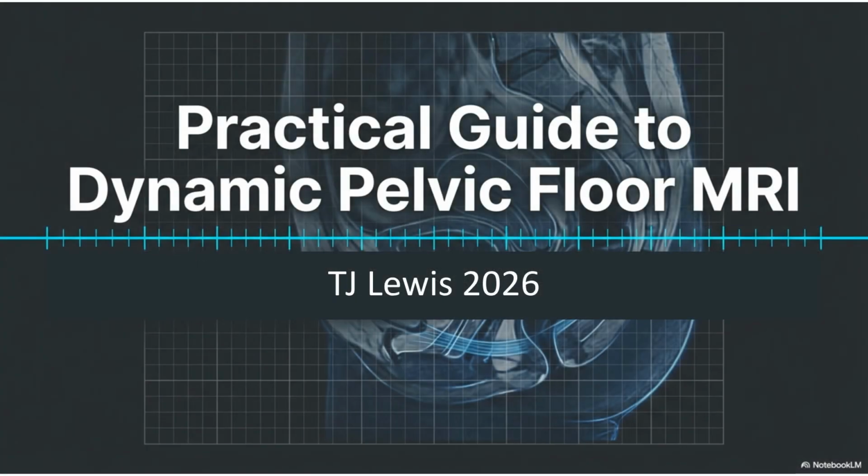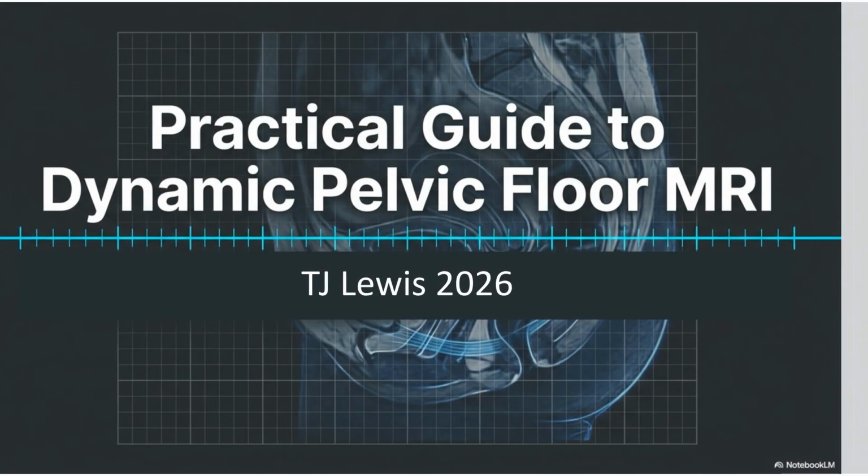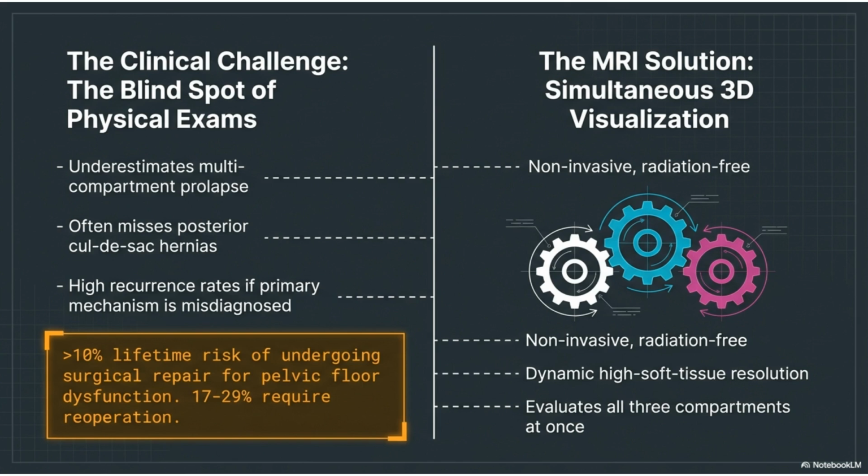Welcome to this practical guide on dynamic pelvic floor MRI. Physical exams often underestimate multi-compartment prolapse and miss posterior cul-de-sac hernias, leading to high recurrence rates if the primary mechanism is misdiagnosed. Dynamic MRI provides a non-invasive, radiation-free solution with simultaneous 3D visualization, dynamic high soft tissue resolution, and evaluation of all three compartments at once.